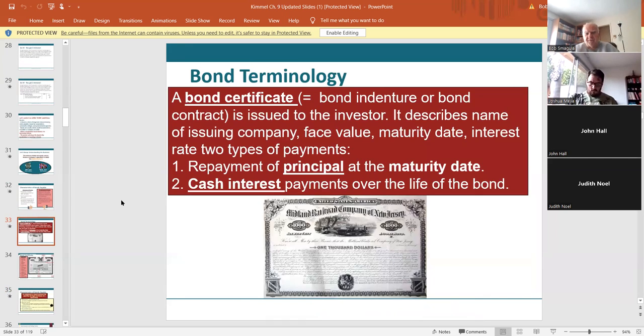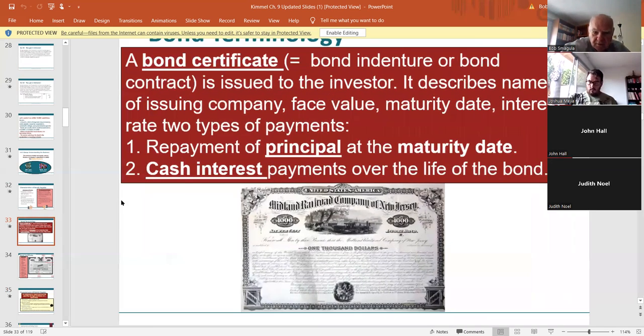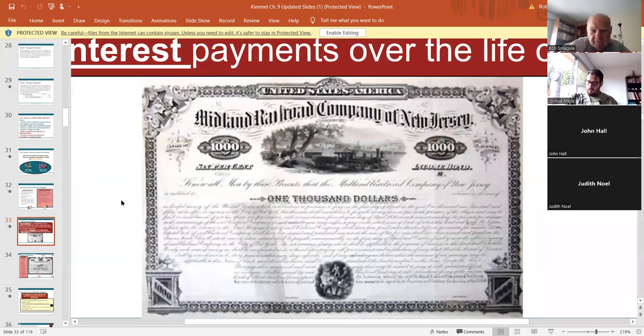Let's look at a bond. This is a real old-fashioned looking bond. Yeah, you can't even read it. But this bond must be old, huh? It's Midland Railway Company of New Jersey. Having grown up in New Jersey and ridden the trains there all the time, I never heard of Midland Railroad Company. But anyway, the point I want to make is it's got all the particulars on it.